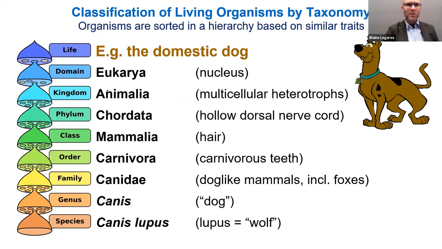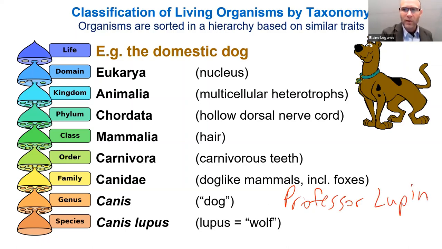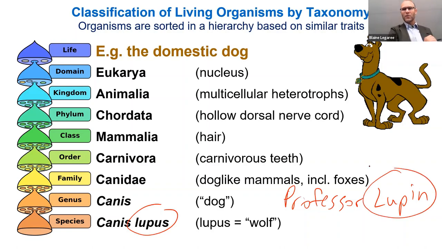Maybe some of you have heard of this little book and movie series called Harry Potter, and you may remember, what was his name? Professor Lupin. Right? So look at that. And what do you know about Professor Lupin? Professor Lupin was a werewolf. And so there was actually a hint right in the name at the beginning when you first meet the character.